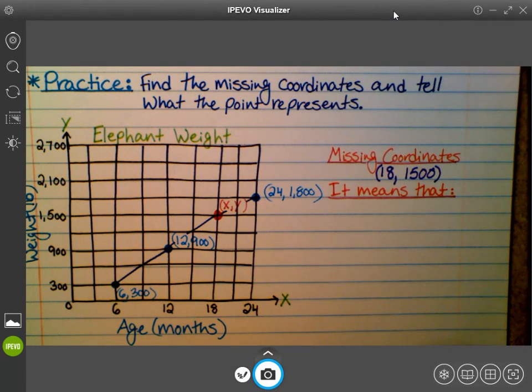Three, two, one, zero. Let's try to say it together, what that point means. So think about how you would say that, starting with the word at.